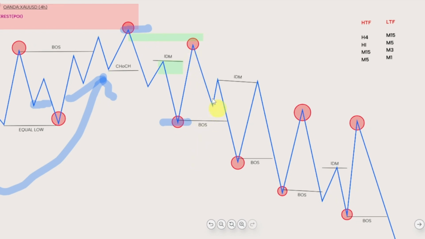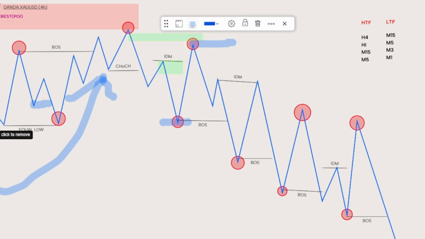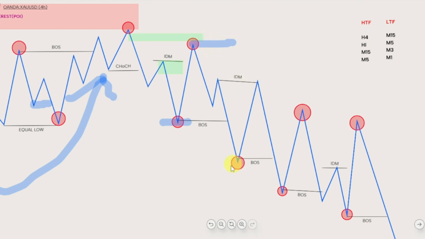All right, drop, push up a little, created another inducement around here, now break the major structure. All right, so as this structure gets broken, this area will become our new high. Remember that area becomes our new high and this area becomes our new low. All right, if price pushes down and breaks this low right here, this area becomes the new high, and now this area becomes the new low.